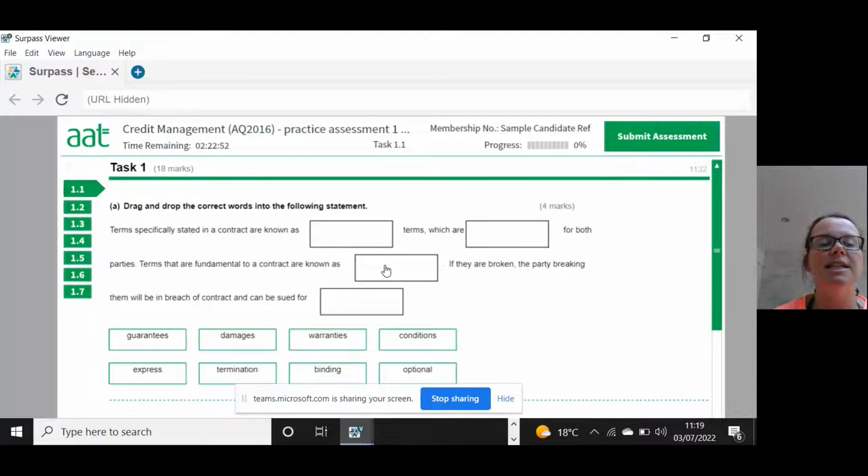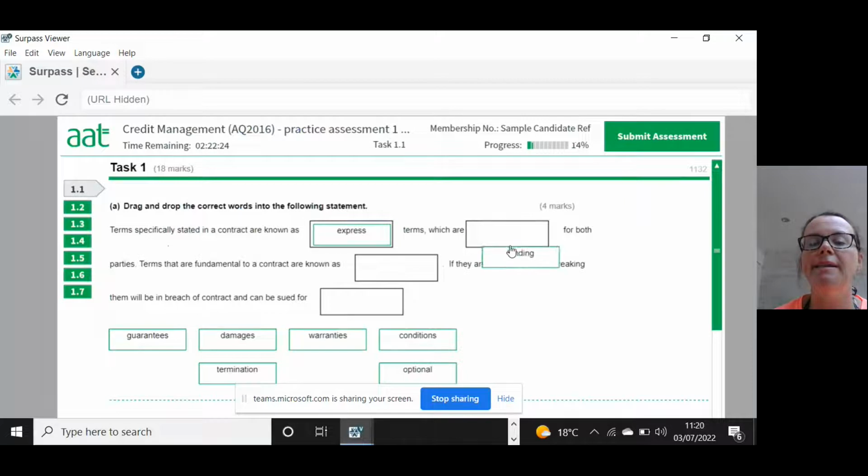Terms specifically stated in a contract are known as, right, so it's going to be express terms. So expressly stated as opposed to implied terms, which would just be, well, everyone assumes that to be the case. So terms specifically stated in the contract are known as express terms, which are binding for both parties.